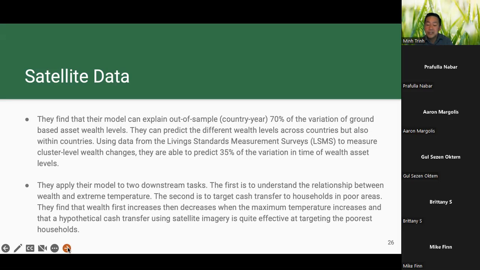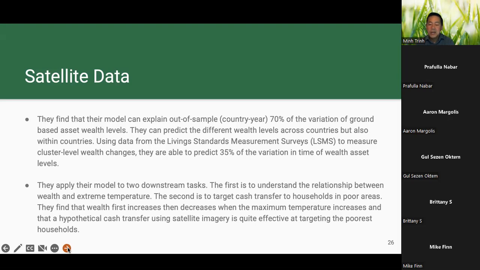For changes, it's harder. Changes are always harder to predict than levels. And here, by using other survey data, like living standards measurement surveys, I think they're government surveys, they find that they can predict about 35% of the variation in changes.